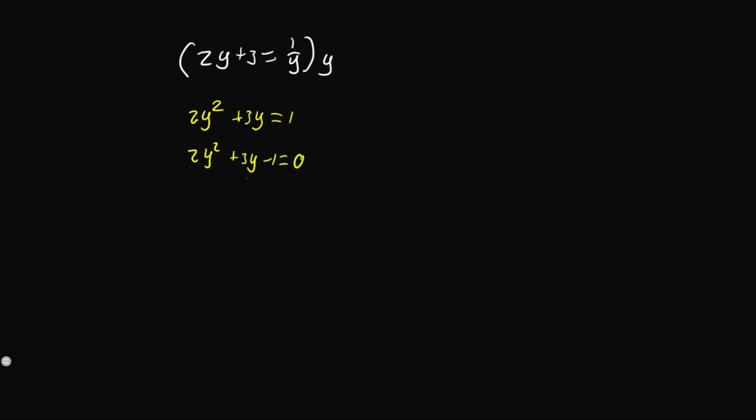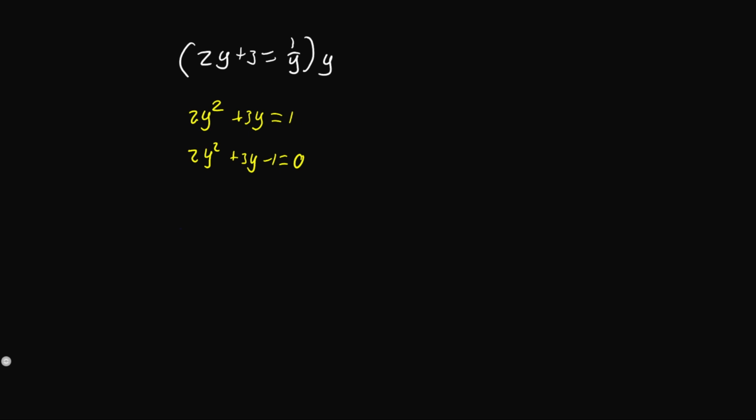We're going to look at a different one, giving us 2y plus 3 is equal to 1 over y. So how do we get rid of y? Well, we multiply by y on both sides, giving us 2y squared plus 3y is equal to 1. We can complete the square or just use the quadratic formula, which is what we're going to do. So we have 2y squared plus 3y minus 1 is equal to 0.